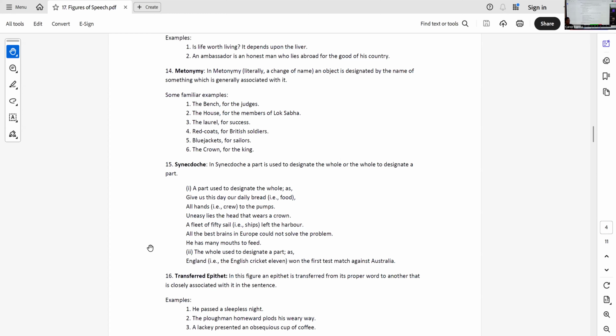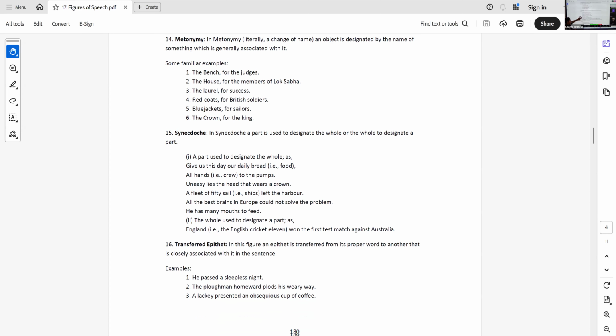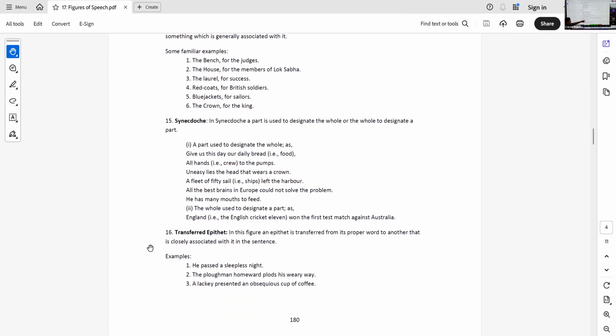Now, the reverse is also done. Whole used to represent the part. England won the first test match against Australia. England is the whole of the country. What does it represent over here? The particular team. So this is also synecdoche. Part to whole or whole to part. Clear? When you practice, you'll get a better hang of it.